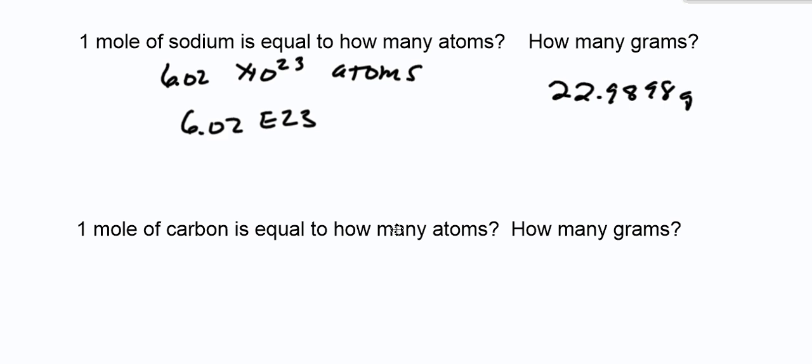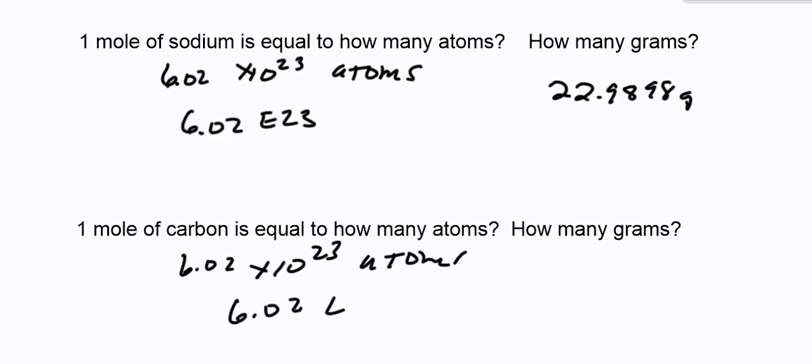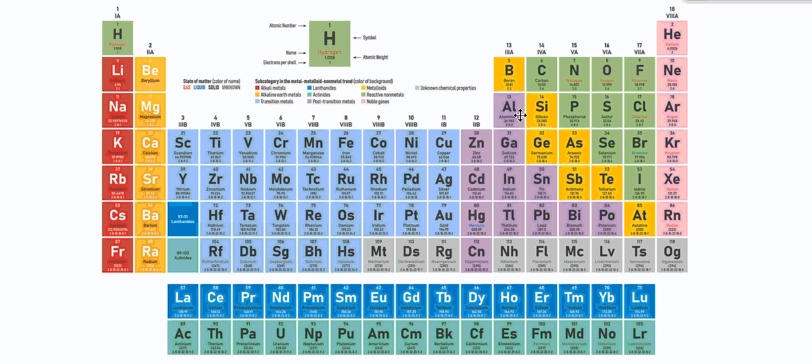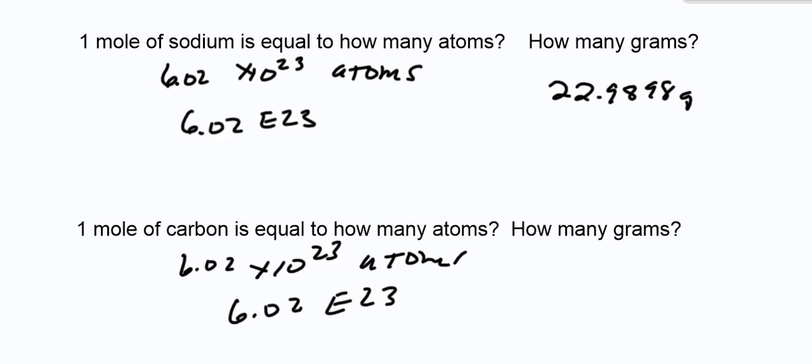Let's try carbon. Carbon is how many atoms when you have 1 mole? Well, it's still 6.02 times 10 to the 23rd atoms. And again, we can write that as 6.02 E23. But what's the grams? Well, again, we've got to go to our bakery, which is the periodic table, and look it up. That would be 12.011. Okay, and there's actually more significance to that. It's actually 12.01115, but that's good enough. Okay, so there you go.